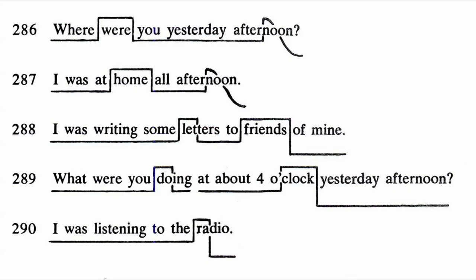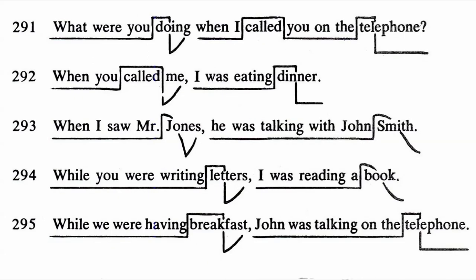What were you doing at about 4 o'clock yesterday afternoon? I was listening to the radio. What were you doing when I called you on the telephone? When you called me, I was eating dinner. When I saw Mr. Jones, he was talking with John Smith. While you were writing letters, I was reading a book. While we were having breakfast, John was talking on the telephone.